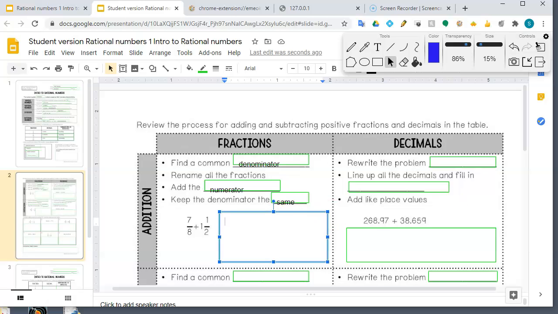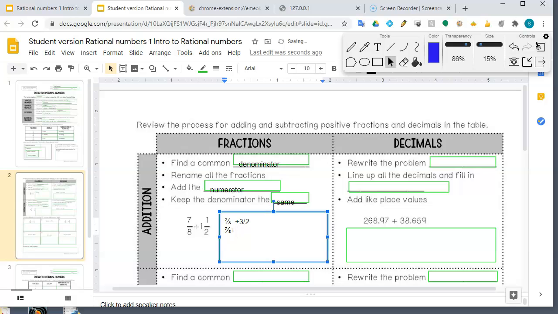So we're going to do 7/8, that's our fraction, plus, and let's convert this from a mixed number to a fraction. That's going to be 2 times 1 is 2, plus 1, that's 3 halves. Alright, now, can we just add these straight across yet? Think about it. No, we can't, because the denominator isn't the same. So let's find a common denominator.